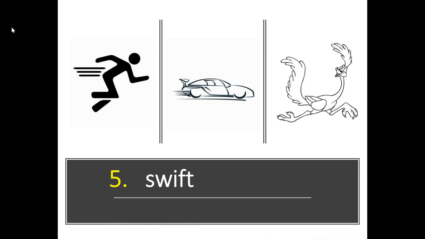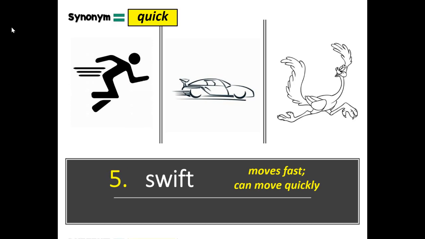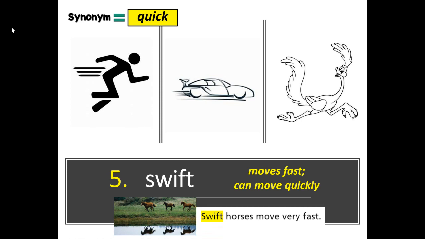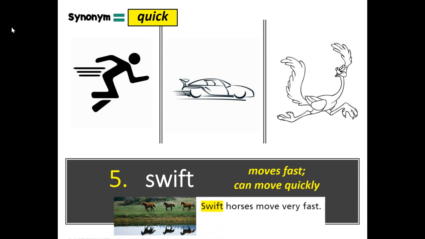They all show swift. Swift means moved fast, moves fast, can move quickly. So a synonym could be quick. Swift horses move very fast. You could also say quick horses move very fast.